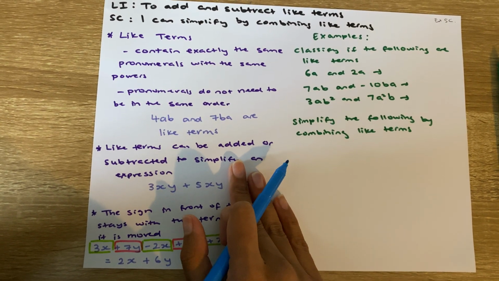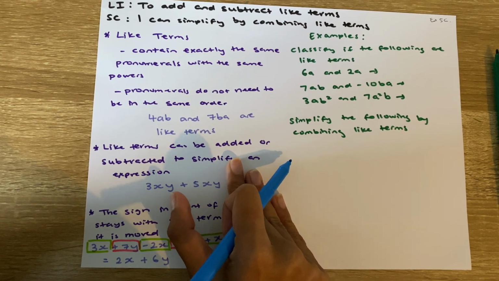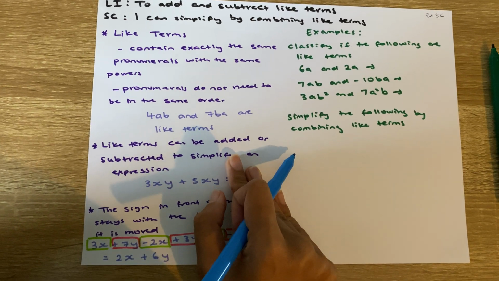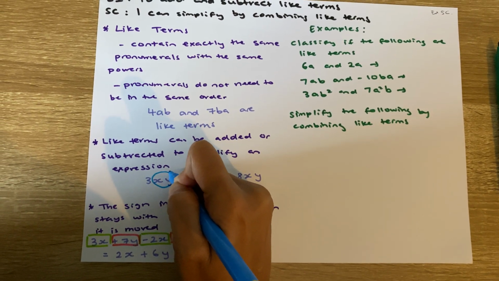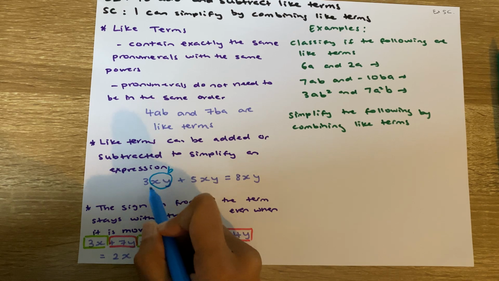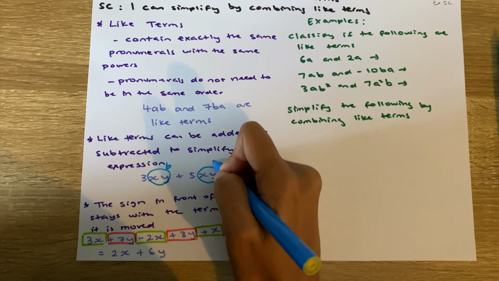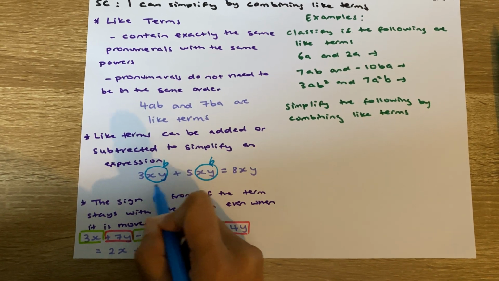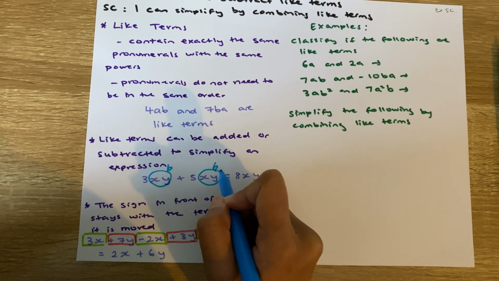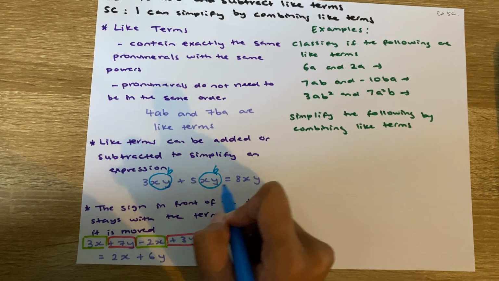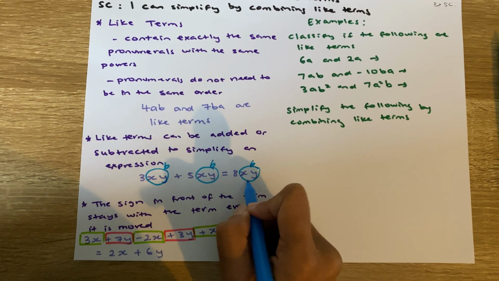So I have got here 3xy plus 5xy. This has an xy in it, this has an xy in it. And the way that I like to remember it is I will make this into an apple. So I've got 3 apples. xy represents an apple. 3xy plus 5xy, or 3 apples plus 5 apples, is going to give me 8 apples, which is 8xy.